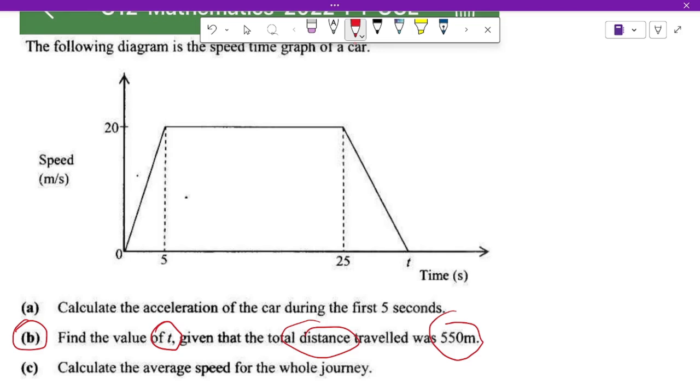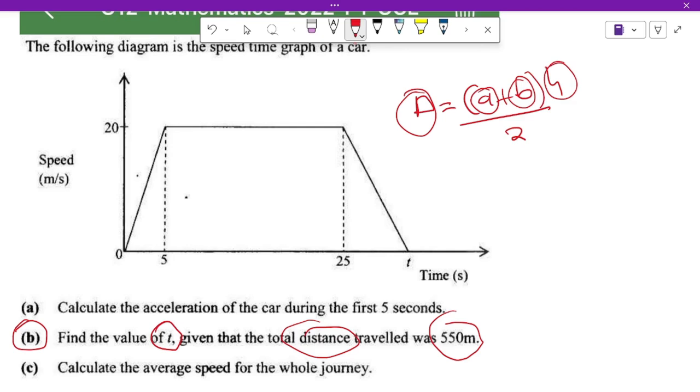Since they already gave you distance, remember in any formula, they can only ask you to find one value. So if you look at the distance formula for a trapezium, a plus b, height over 2, you can only find one of these things. Either you're finding distance, or one of the lengths, or the height. In this case we already have distance, so we just need to find the missing value.